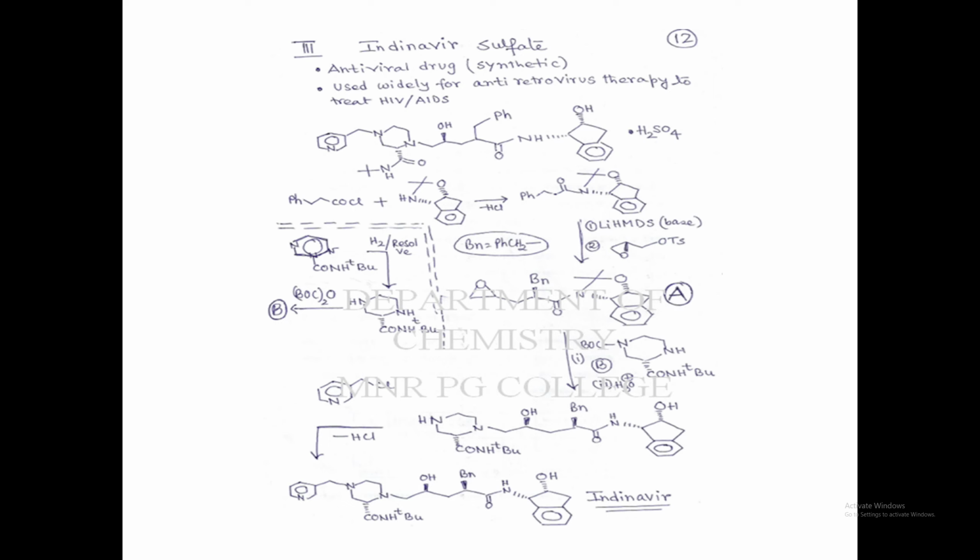Now A will undergo the reaction with B. Now let us see what is B. In this dotted box, there is some indication about B. What is the structure of B? For this, we have to refer to the left hand side of this indinavir sulfate. If we investigate the structure of indinavir sulfate, then we can see this 6-membered ring where the 2 nitrogen atoms are there at the 1,4 position.